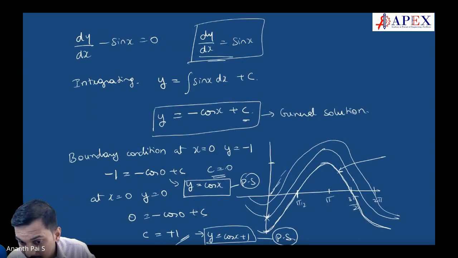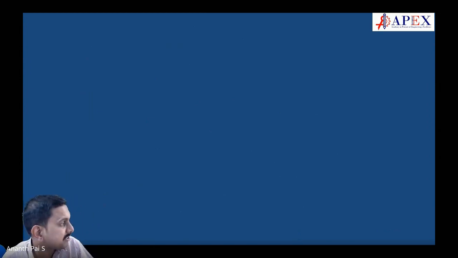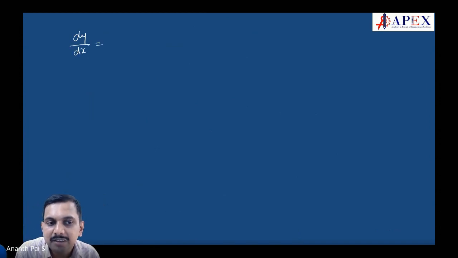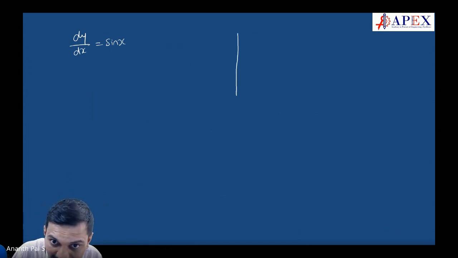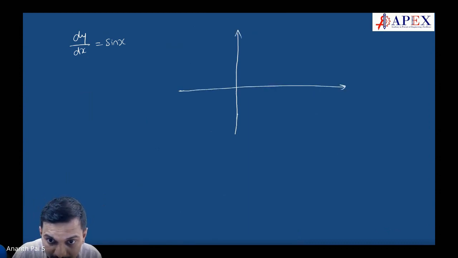I hope everybody has written this down. Fine. What is a differential equation? For example, if I say dy by dx is equal to sine x, what is meant by this? That means I have the thing like this. At every point, if this is y and this is x, what I am defining is the slope.